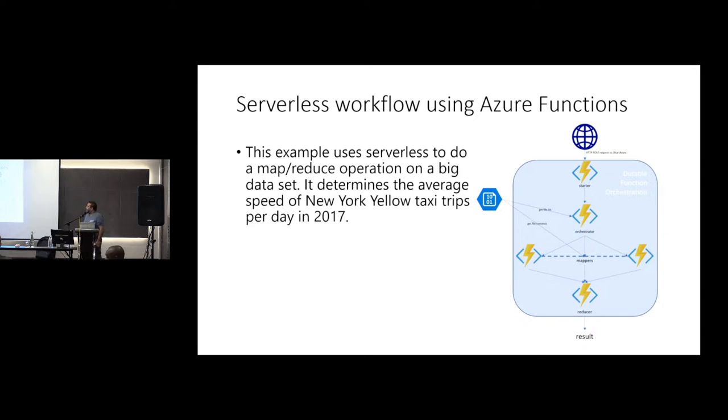There are different serverless workflows that we can utilize in Azure Functions. One example is, let's say we need to compute the speed of New York taxi trips per day. We can trigger a function that computes all the distances of the taxi trips. All of those functions that we call are correlated into calling another function at the end, where you consolidate all the different computations that you had to do in parallel. So you call a function, it fans out, and collates all of that.